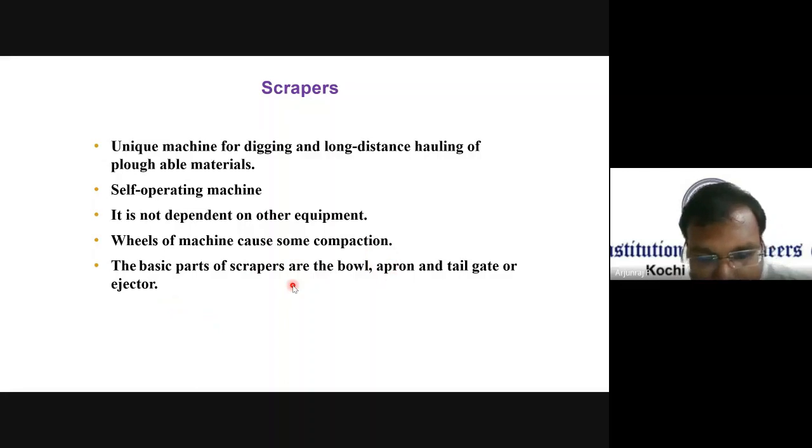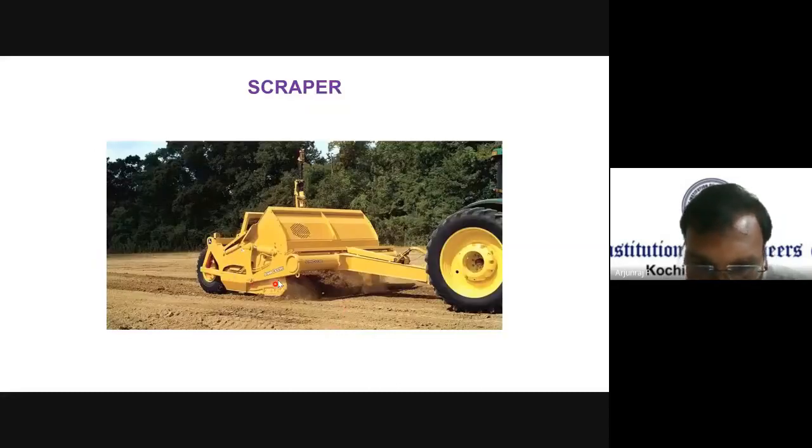The basic parts of a scraper are the bowl, apron, and a tailgate. This tailgate is also called an injector. This is how the scraper looks.